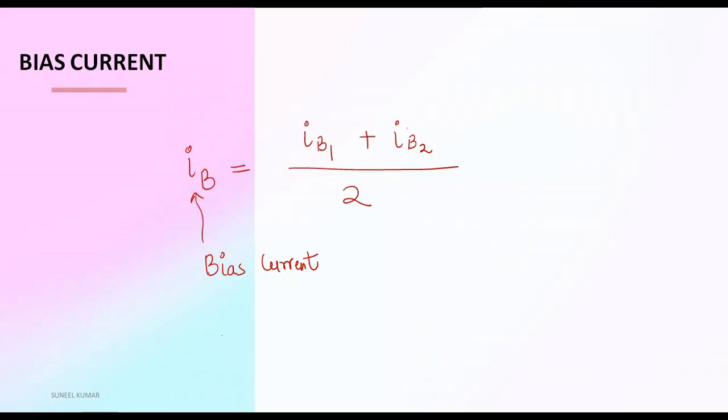This is the average current, the average of IB1 and IB2. What is IB1 and what is IB2? IB1 is the input bias current in the non-inverting terminal and IB2 is the input bias current in the inverting terminal. So this is the bias current. Bias current is the average of these two currents.